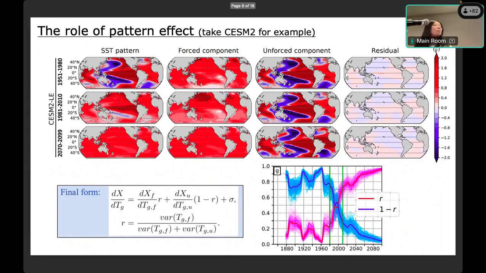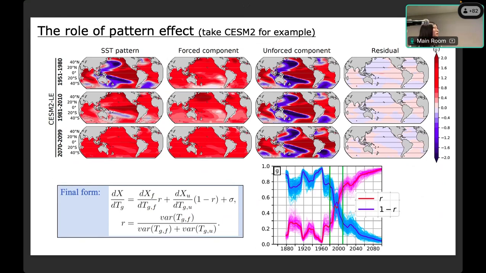So now we are looking at the time evolution of the SST pattern. On your left, that is the full response. So say we have the CESM2 large ensemble, we do the regression for each ensemble member, and you're looking at the average of, let's say, 100 regression maps. This is the full response. And in the middle, that is the forced response. That means you take the ensemble average at the beginning, and so that is dSST_F over the forced global mean temperature. I hope that is clear. And the second column is the unforced part, just the anomalies relative to the ensemble average.